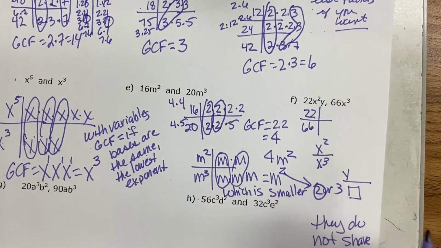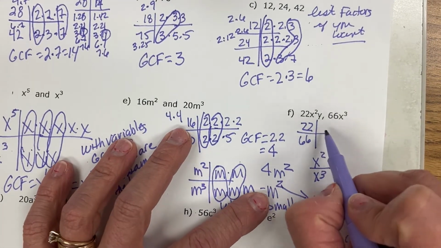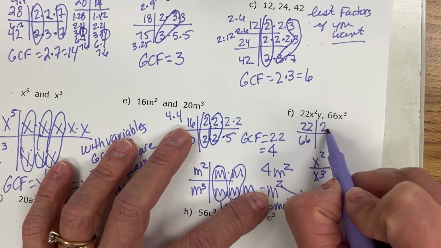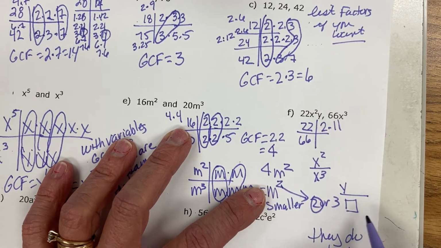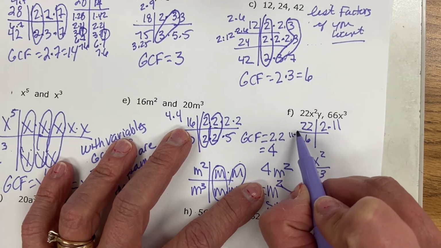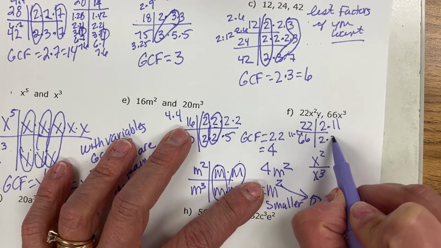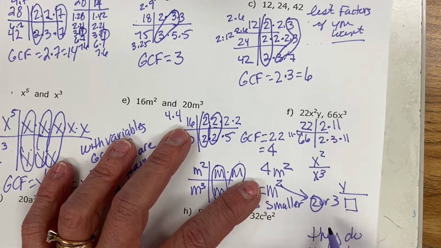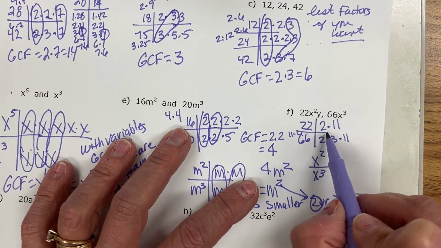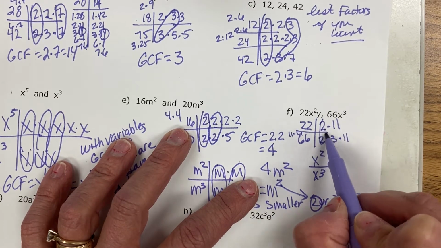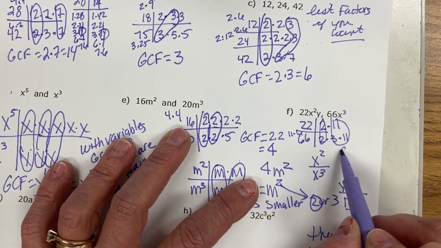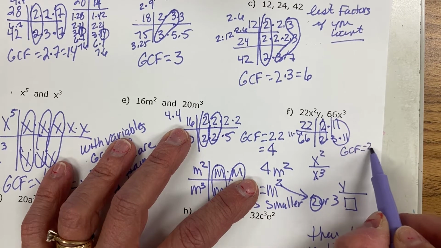So for the greatest common factor, factors of 22 are going to be 2 times 11. And then we can break this down into 11 times 6. And so this becomes 2 times 3 times 11. And so we can see that 2 and 11 are shared. So this GCF is equal to 22.